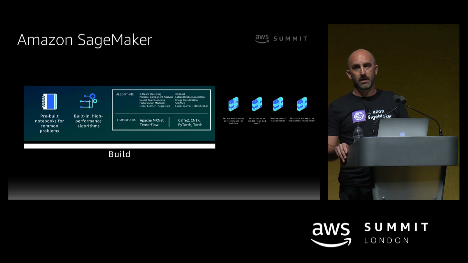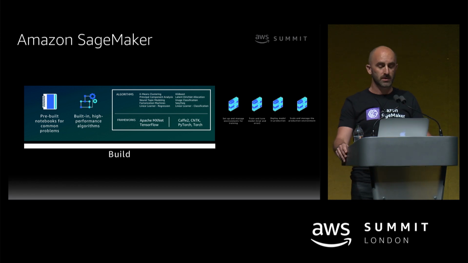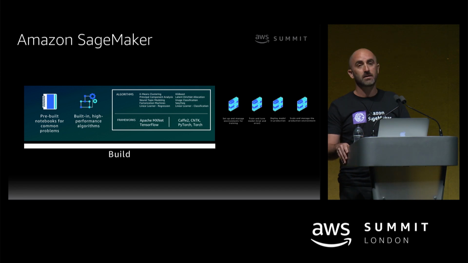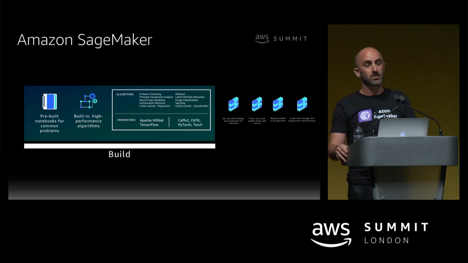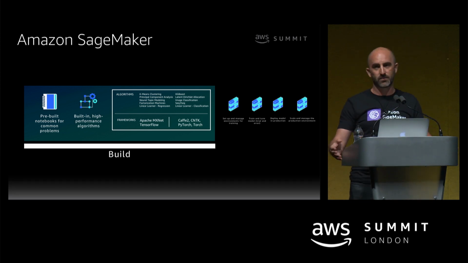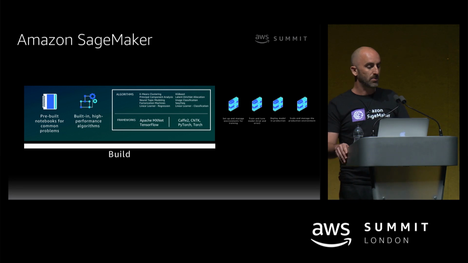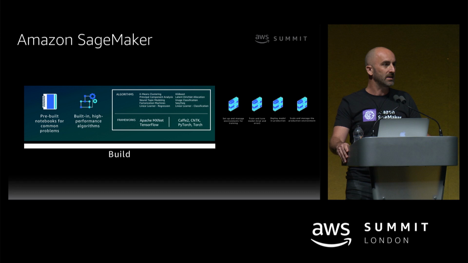We also, if you are using TensorFlow or MXNet, you can essentially just bring your code, and SageMaker makes it very easy to train and deploy those popular open source frameworks. Or even if you have your own custom framework, and this is the focus of this talk, things like PyTorch or Caffe2, you can build Docker containers to build and train your models and then deploy them.